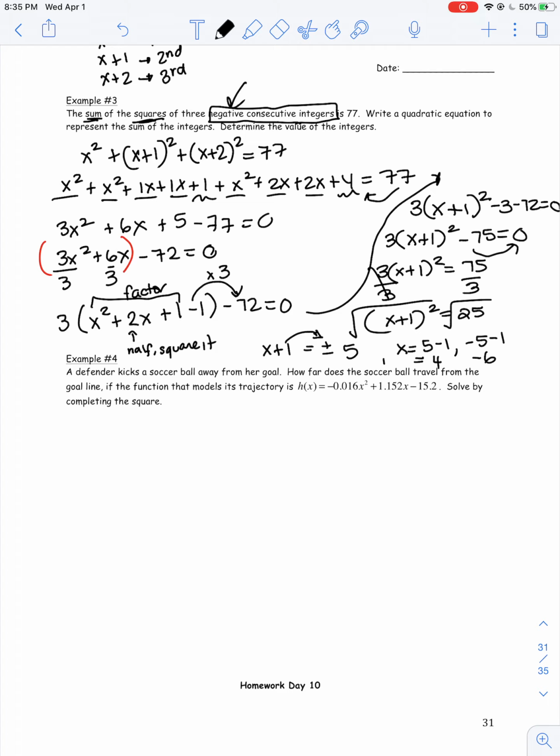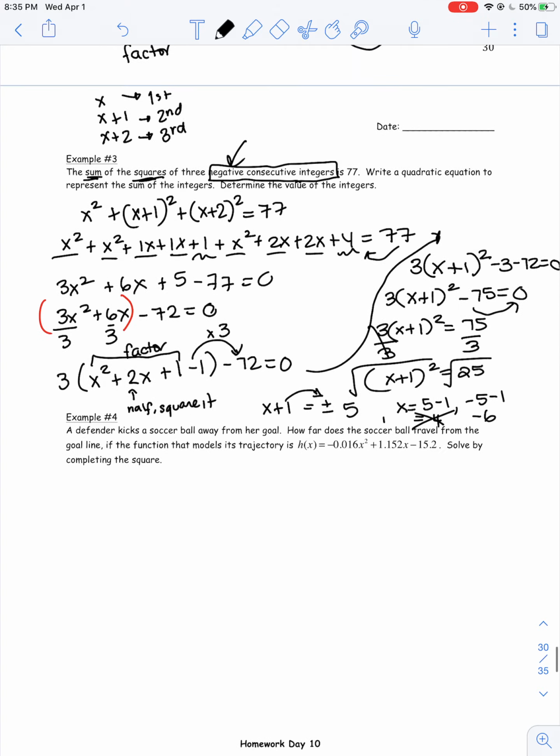Well, the original question said it wanted negative consecutive integers. Well, 4 is not a negative number, so the 4 does not work. So that means that our second answer, negative 6, if x is negative 6, then x plus 1, meaning negative 6 plus 1, is negative 5. And then negative 6 plus 2 is negative 4. So our answer is that the 3 consecutive negative integers are negative 6, negative 5, and negative 4.